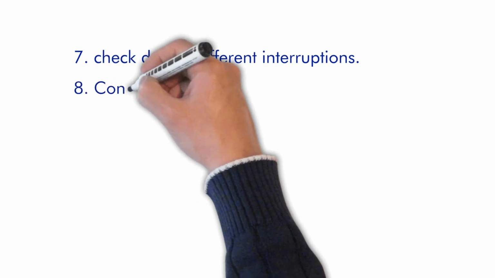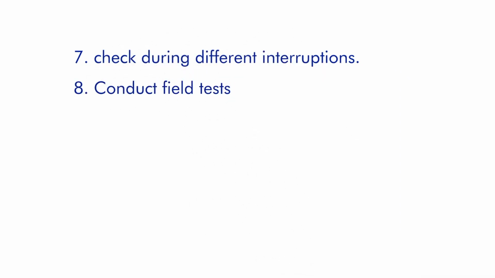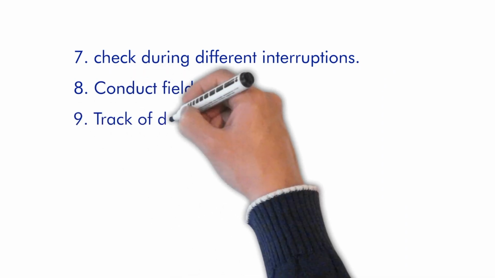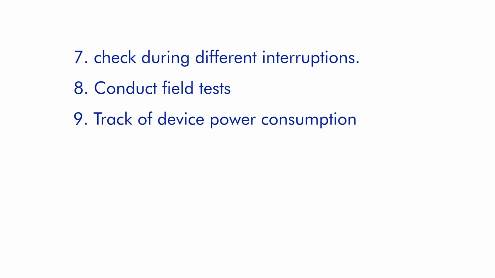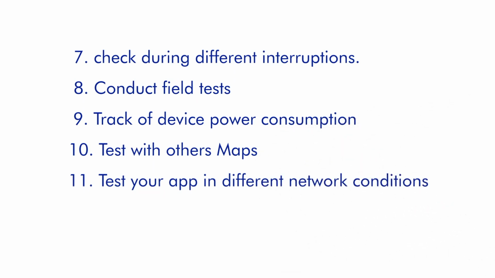If possible, conduct a field test. Test your app from locations where your GPS connection is good, for example open space or plaza, where it is moderate, for example crowded space or moving train, and where it is poor, like tunnels and buildings. While doing any testing, please simultaneously keep track of your device's power consumption. Test with maps like Google Maps or Apple Maps. Test your app in different network conditions like 2G, 3G, 4G, Wi-Fi. So these are a few scenarios you should consider while doing location-based app testing.